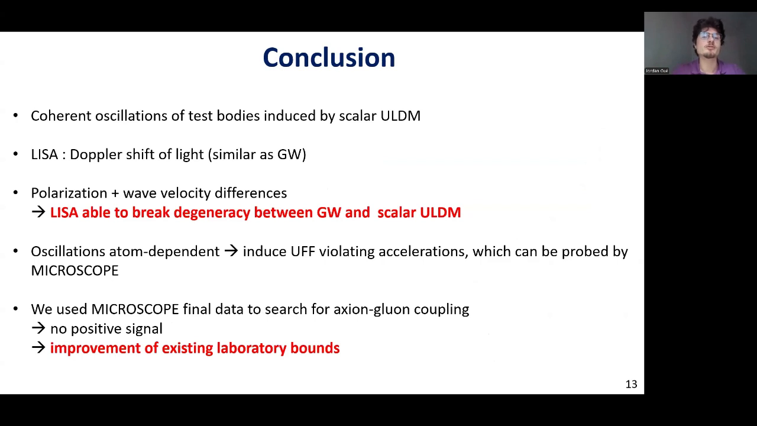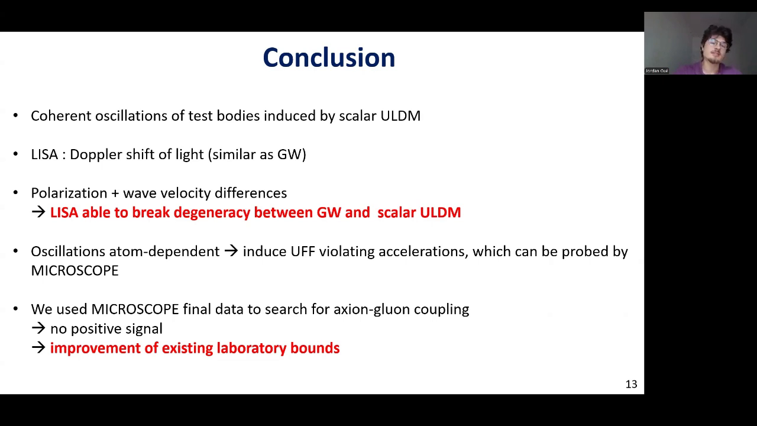Okay, so I arrive at my conclusion. What I've shown you is that scalar dark matter induces current oscillations of test bodies. In LISA, this can be seen through Doppler shift of light, which is similar to what gravitational waves do. Now, in fact, we show numerically that LISA will probably be able to break the degeneracy between a gravitational wave and a scalar dark matter, due mainly to the polarization differences between the two waves.